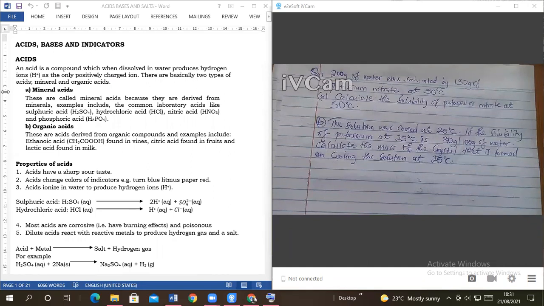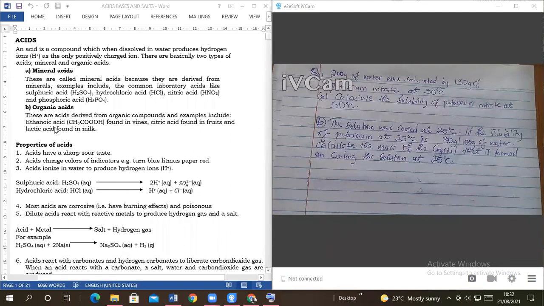There are basically two types of acids. We have mineral and organic. Mineral acids are called mineral acids because they are derived from minerals themselves. Examples are common lab acids like sulfuric acid, hydrochloric acid, nitric acid, and phosphoric acid.